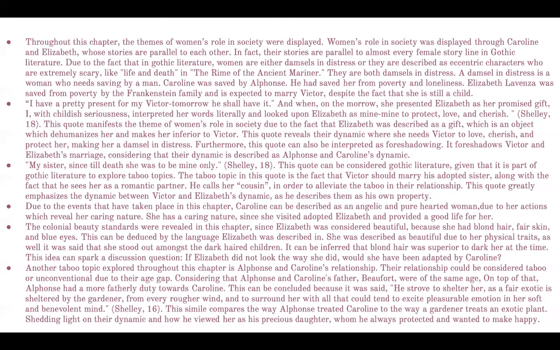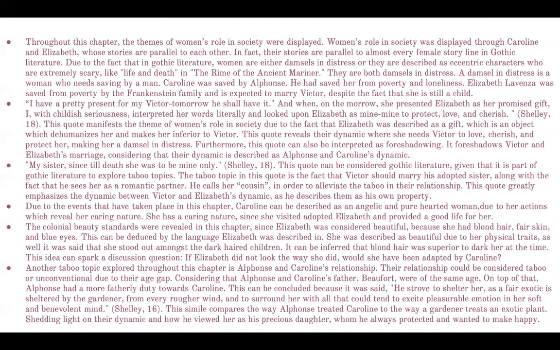At the same time, Elizabeth Lavenza was saved from poverty, being an orphan, by the Frankenstein family. And also, there are a lot of allusions to The Rime of the Ancient Mariner, because in the Ancient Mariner we have really scary-looking women, but in Frankenstein, we have women who are damsels in distress.